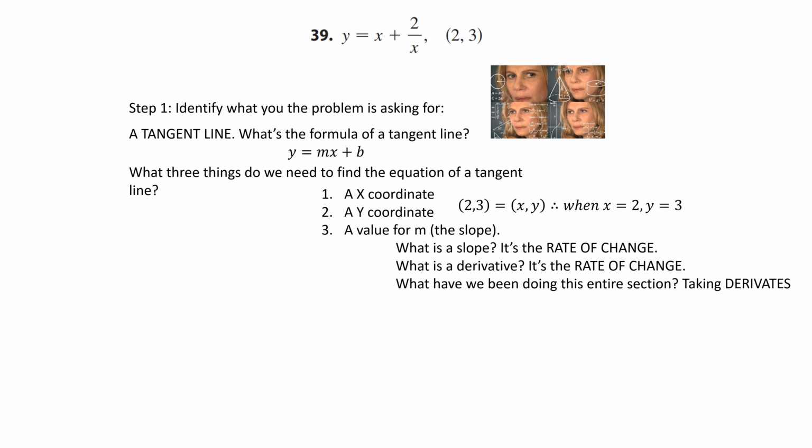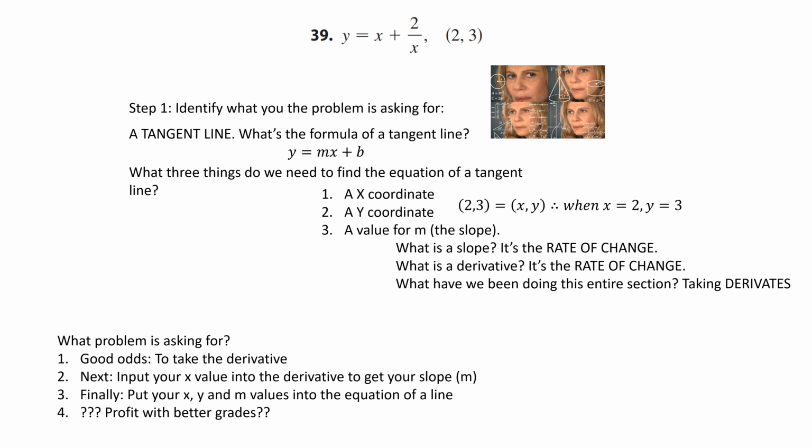And as for the slope, well, what is a slope? It's the rate of change. And what is a derivative? It's also the rate of change. And what have we been doing pretty much this entire section so far? Taking derivatives. So good odds, the problem's asking you to take the derivative, put your x and y values into the derivative to get your slope, and then finally put your x, y, and m values into the equation of the tangent line to get your offset b, and then hopefully you'll get a good mark back.